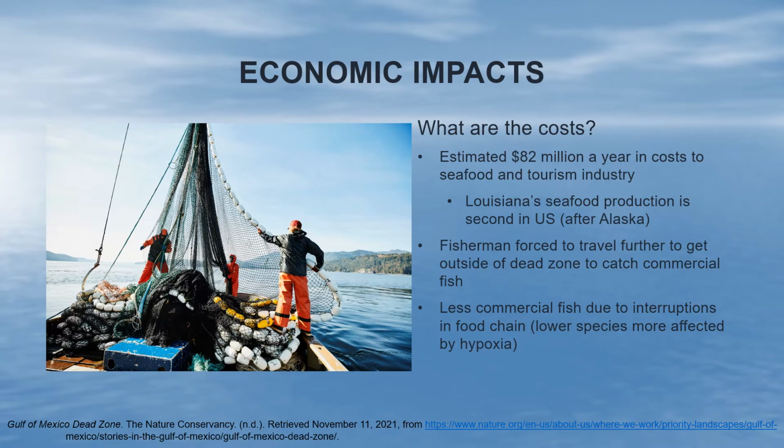As explained before, lower species are more affected on the food chain due to hypoxia, but this has a cascading effect all the way up the food chain. So even fish that can simply swim out of the dead zone can still be impacted because they're not getting the same available items in their food chain as they would if there wasn't the dead zone.